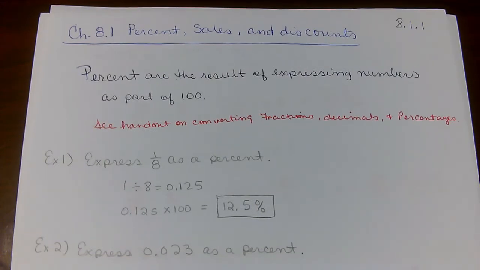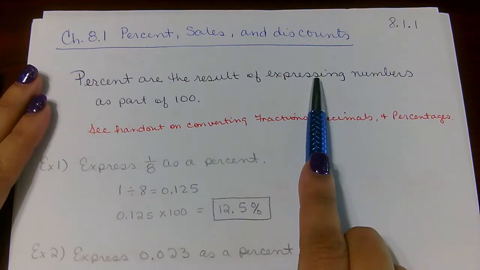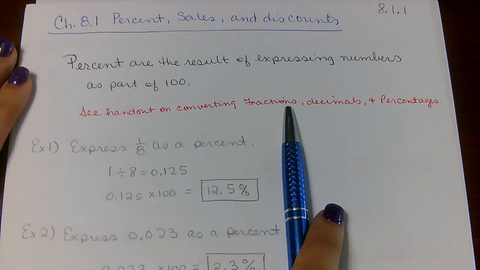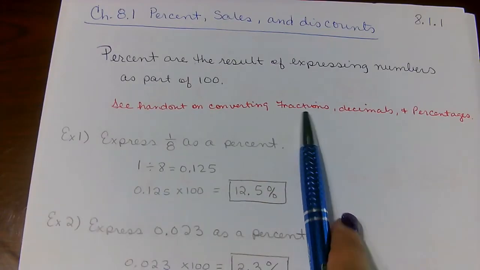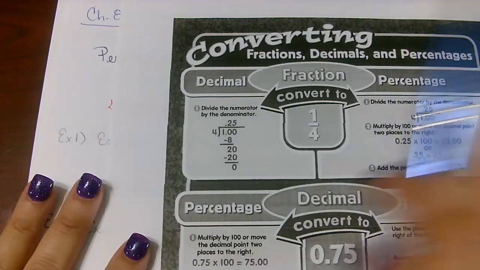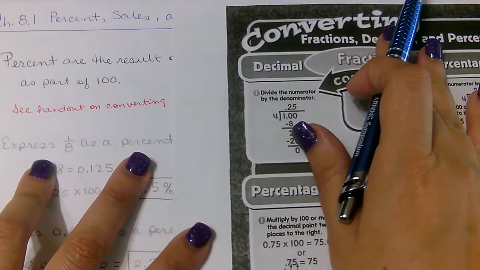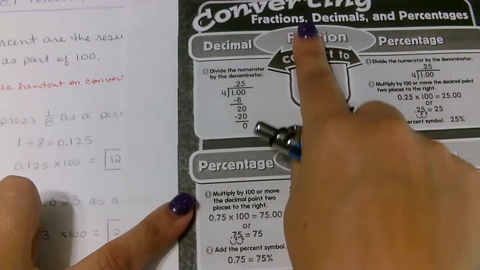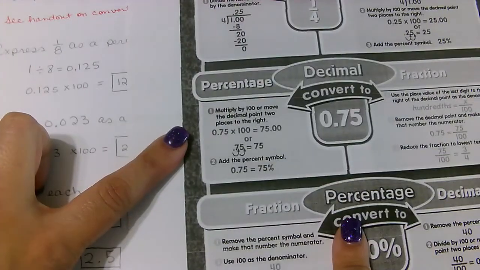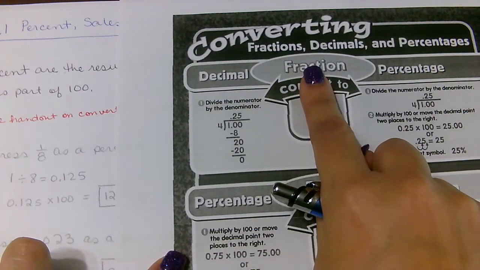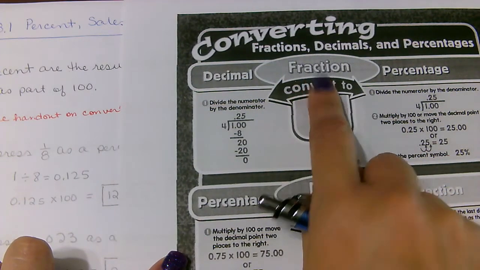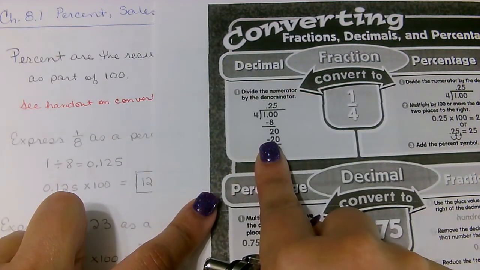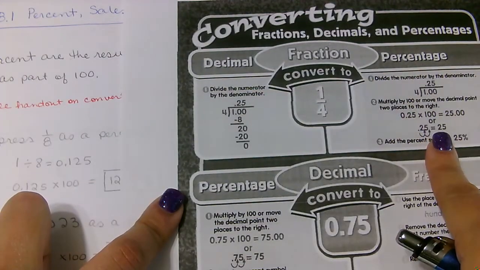Okay. So percents are the result of expressing numbers as part of 100. Here it says, see your handout on converting. That's the one that I just showed you here. Okay, we'll be using this to help us. How we use this is if we're given a fraction, you want to look down the middle part and look for fraction. Since fraction is up here, this is what we are given. Then it says convert to. If you want to convert to decimals, you would use this side. If you want to convert to percentage, you would use this side.